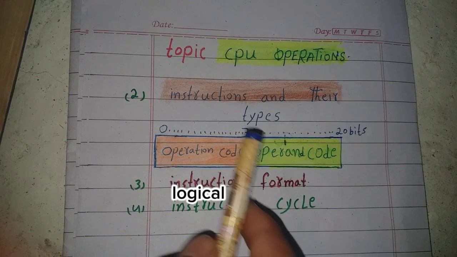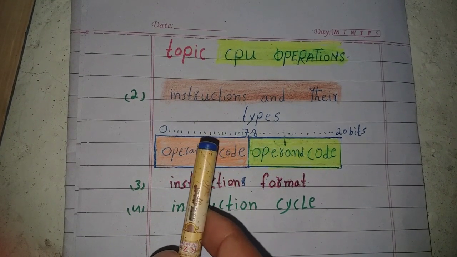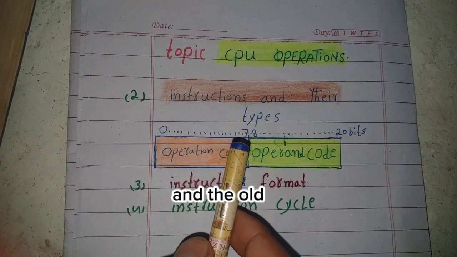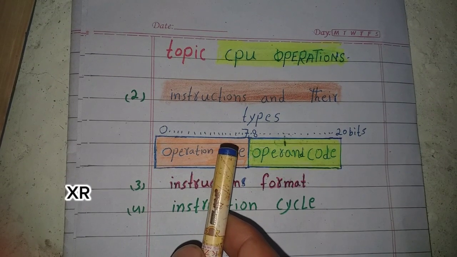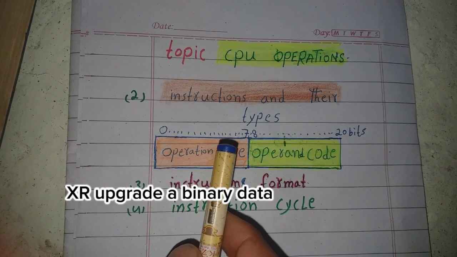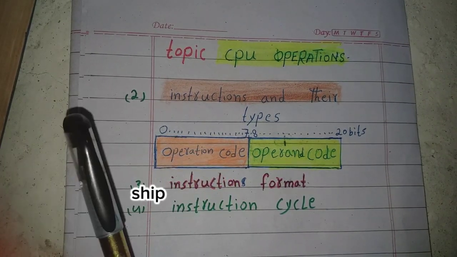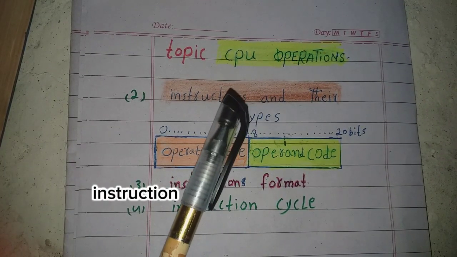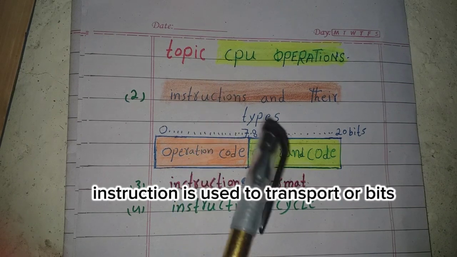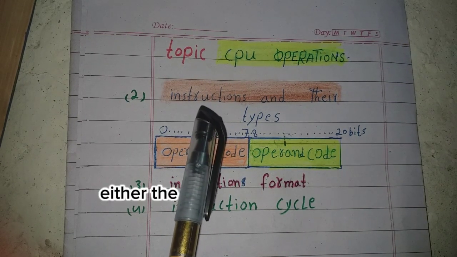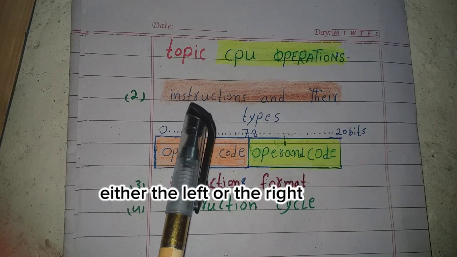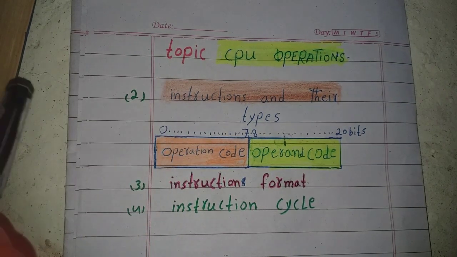Number second, logical instructions. AND, OR, NOT, XOR operate on binary data stored in a register. Number third, shift instructions. What is shift instruction? It is used to shift the bits either to the left or the right of an operand.